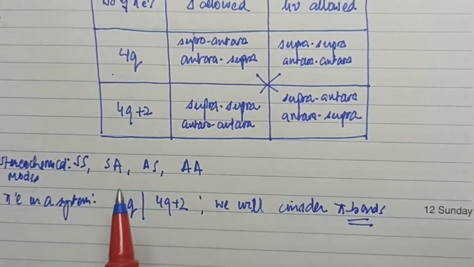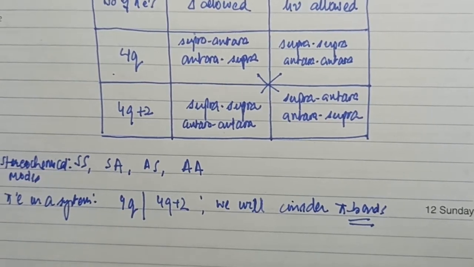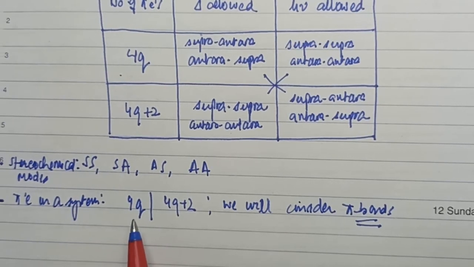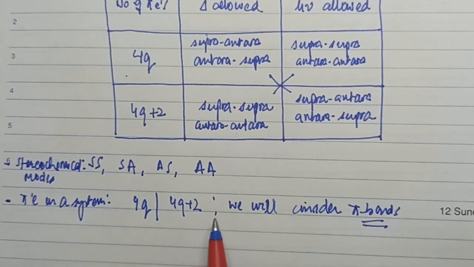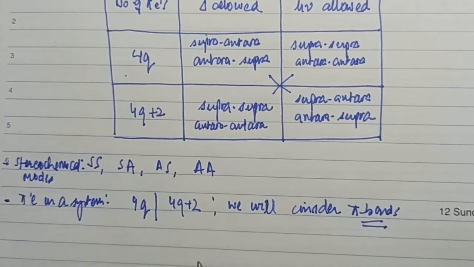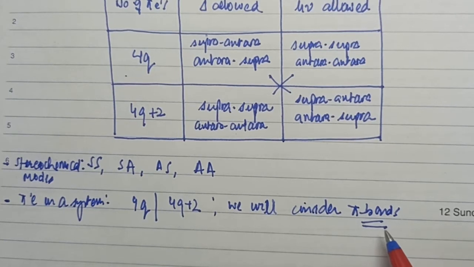Why do we do this? Because we have to differentiate the two systems, that is whether a system has odd or even numbers. Now whenever I take 4q electrons, it will be 4, 8, 12. Whenever I take 4q plus 2, it will be 6, 10, 14. In both cases the electron counts are even, so I cannot differentiate even and odd here. So in order to differentiate, we take pi bonds rather than pi electrons.